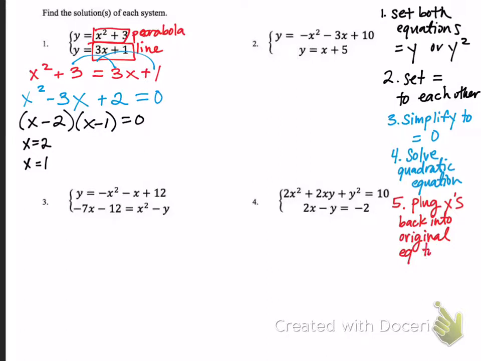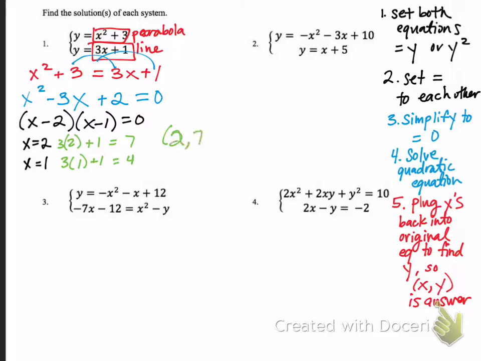And to find y, so x, y is an answer. So your ordered pair is the final answer. So if I plug in 2 into the 3x plus 1, you would end up getting 3 times 2 plus 1, which is 7. And then 3 times 1 plus 1 would be, 3 plus 1 is 4. So my final answer would be 2, 7, and 1, 4.